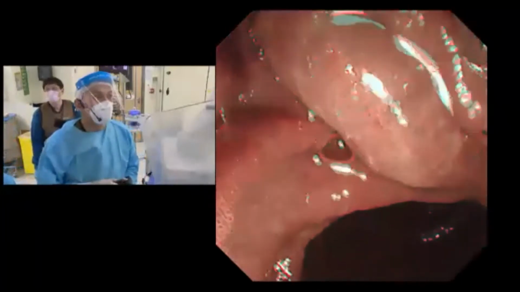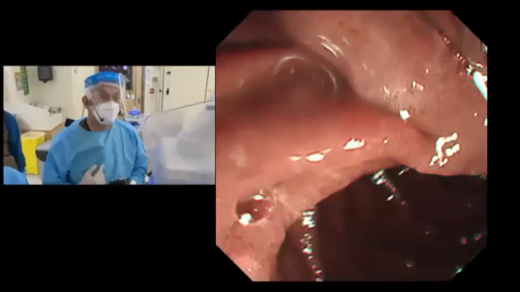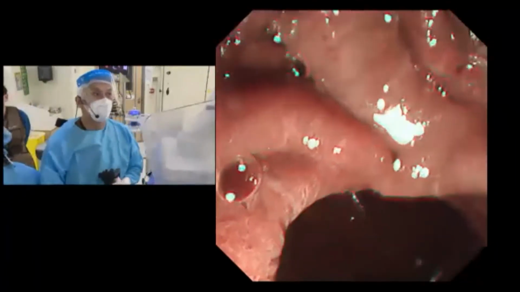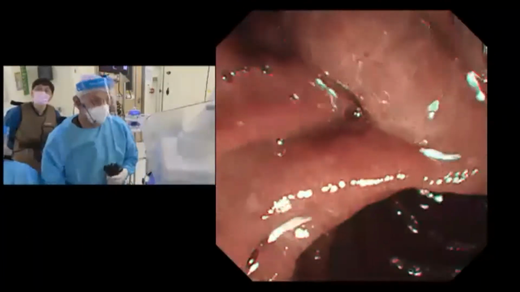So I think for this patient, the most likely diagnosis is probably what we see a lot in Asians, recurrent pyogenic cholangitis involving the hilum. But of course, we need to be careful not to miss any cholangiocarcinoma.